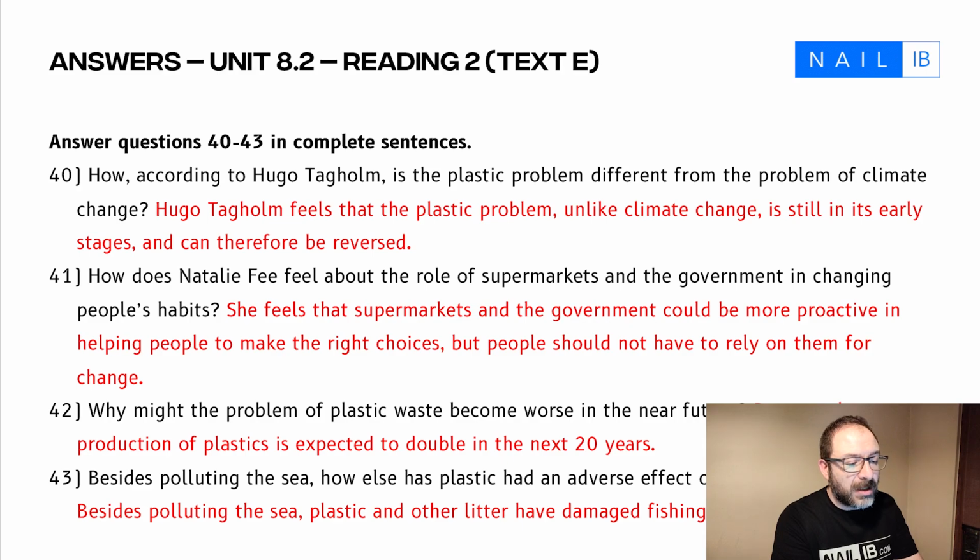Number 42. Why might the problem of plastic waste become worse in the near future? Because the production of plastics is expected to double in the next 20 years. And last one, besides polluting the sea, how else has plastic had an adverse effect on human activity? Besides polluting the sea, plastic and other litter have damaged fishing equipment.